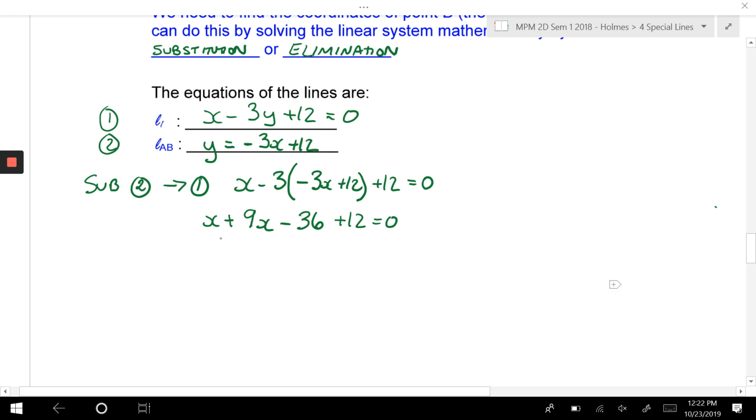If I make a mistake, someone please let me know. Simplify, x plus 9x is 10x. Negative 36 plus 12 is negative 24. Equals 0. Add 24 to both sides. And then divide both sides by 10, giving me x equals 24 over 10.